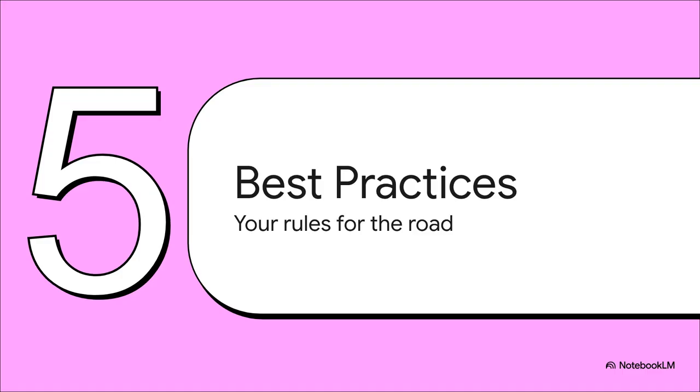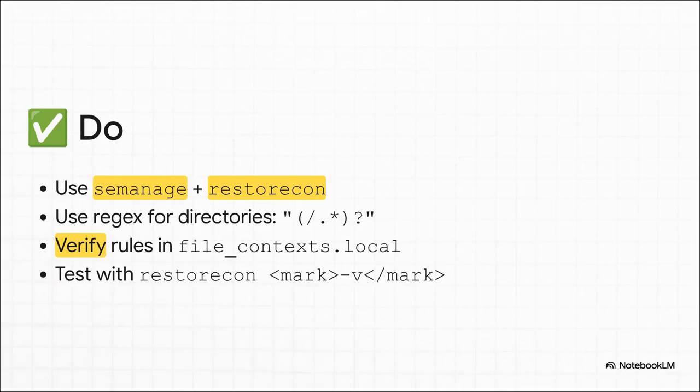All right, let's wrap all this up into a nice, clean set of best practices. If you follow these simple rules, you're going to save yourself from so many future headaches and make sure your SELinux policies are strong and predictable. So let's recap the do's. Number 1, always use the semanage and restorecon combo for permanent changes. Use that verbose -v flag to see what's actually changing. Get comfortable with that little regex pattern for directories. And please always verify your rule was written to the local policy file before you apply it.